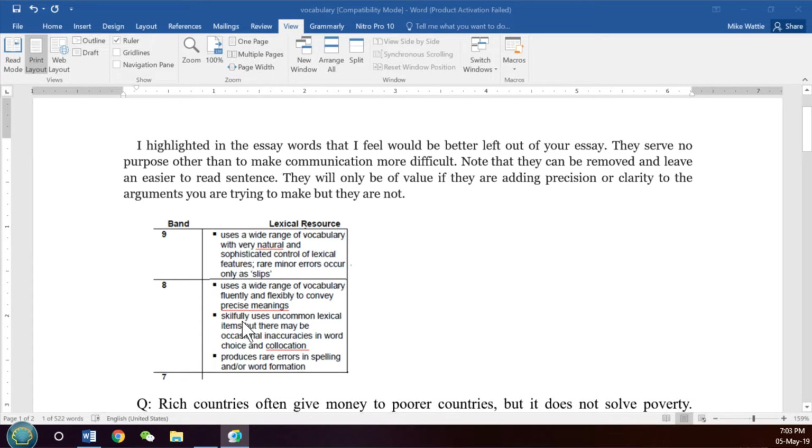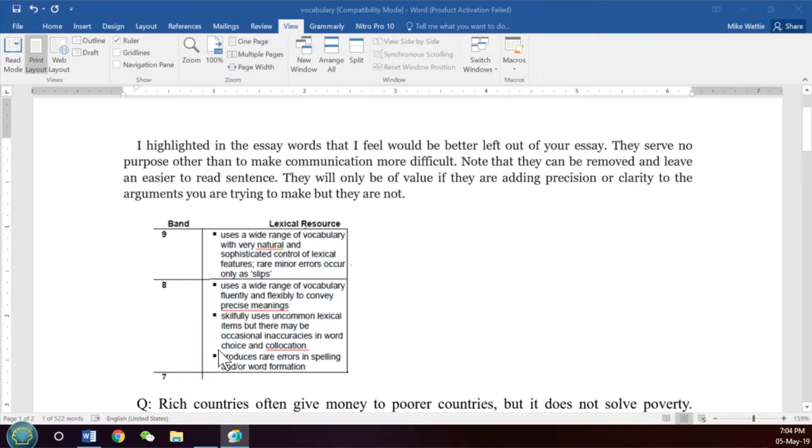Okay, skillfully uses uncommon lexical items, but there may be occasional inaccuracies in word choice and collocation. Occasionally, yeah, I think there's sort of 1 or 2 or 3 too many in this essay. So really there's 3 issues here. There's the naturalness of it, the language not being used for any purpose such as to add precision, and then the collocations are not good. There's certain words used in this essay together that don't really collocate well. They don't really go well together.